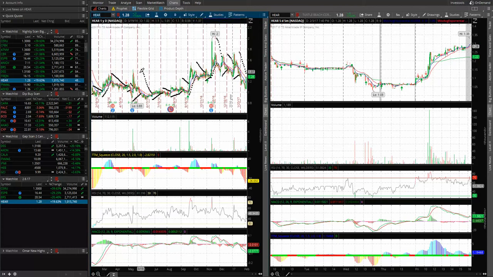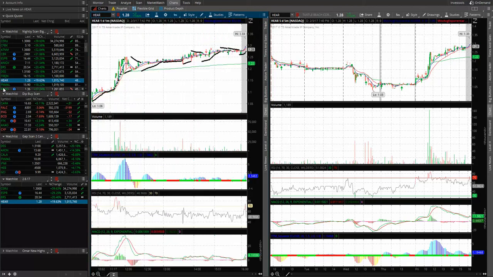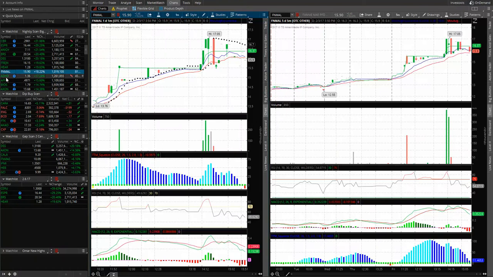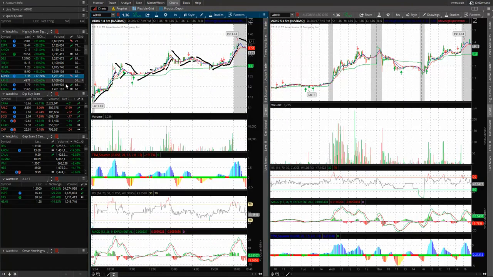So let's keep it moving. So back to the 1 day, 1 minute. And we'll just proceed on. I don't like that chart. ADHD opened at 1.13. It closed holding its high at 1.43.